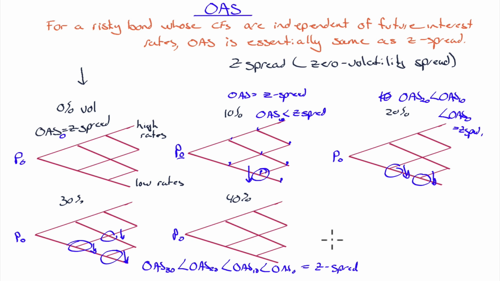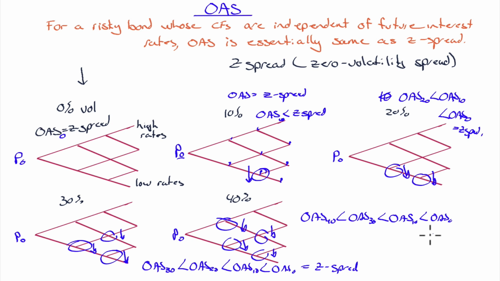And finally, let's go to 40%. Call, and let's say call. Well, you're calling it more. You've got to push that price down. Well, guess what? OAS 40 is going to be less than OAS 30, which is going to be less than OAS 10, which is going to be less than OAS 0, which is what? The zero volatility spread. So what is happening as volatility increases is the OAS is getting squeezed out.